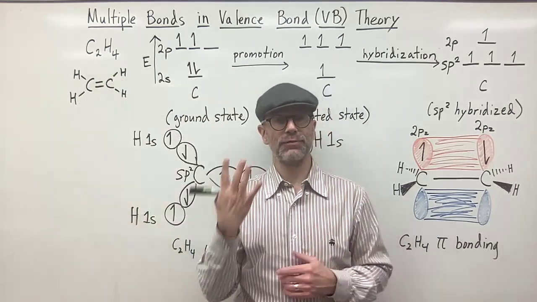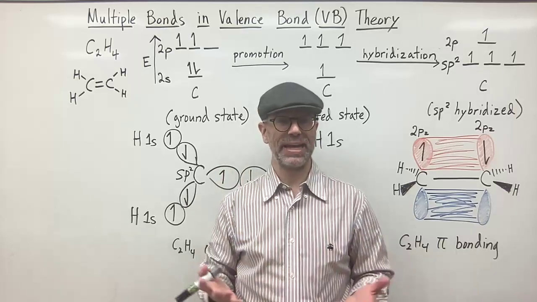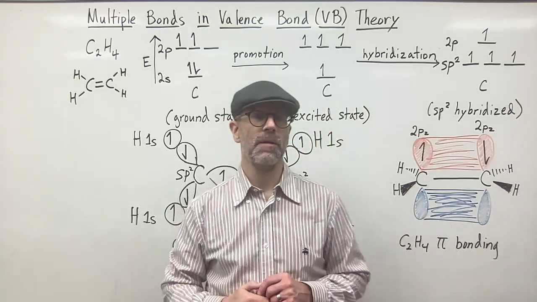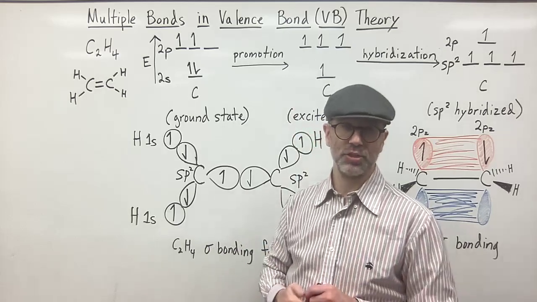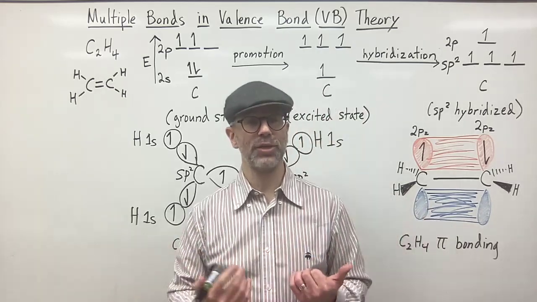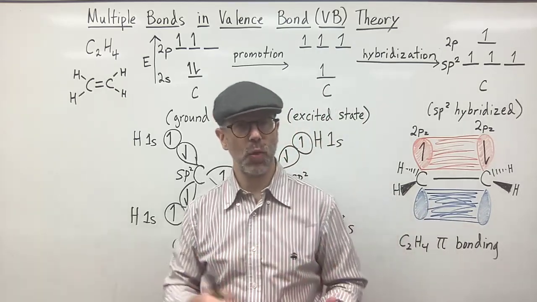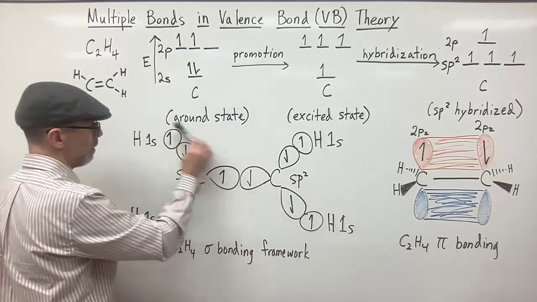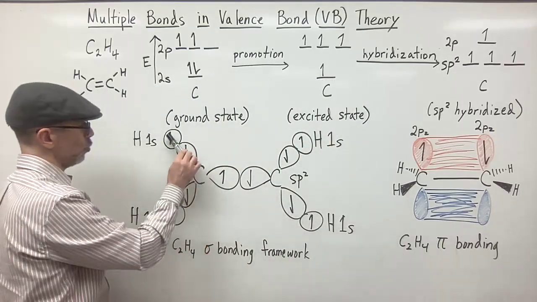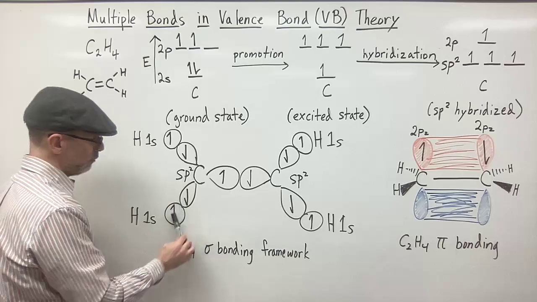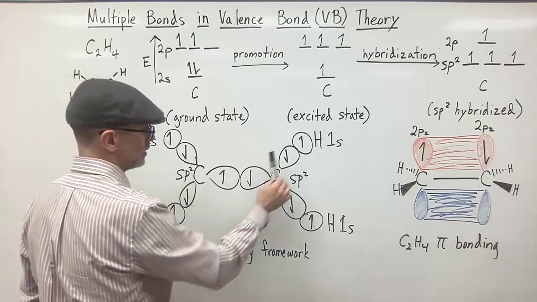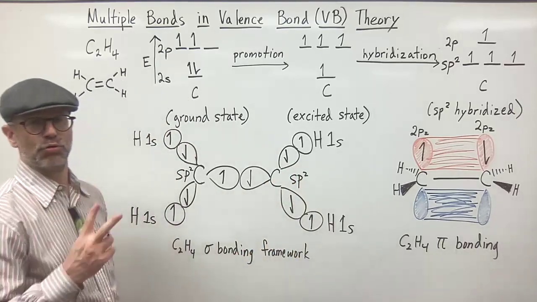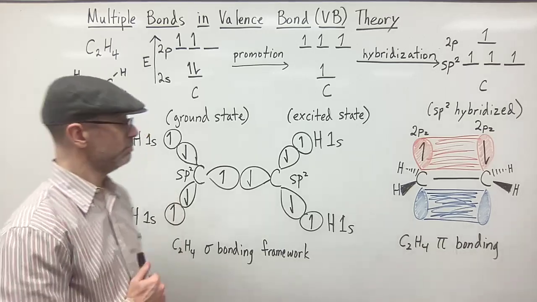So each carbon has 4 valence electrons, so that's going to be 8 total there. And we have 4 hydrogens. Each hydrogen has 1 valence electron, so that's going to be 4 from the hydrogen. 8 and 4 is 12. And so for the sigma bonding, we used 1, 2, 3, 4, 5, 6, 7, 8, 9, and 10. That means we have 2 electrons left over.